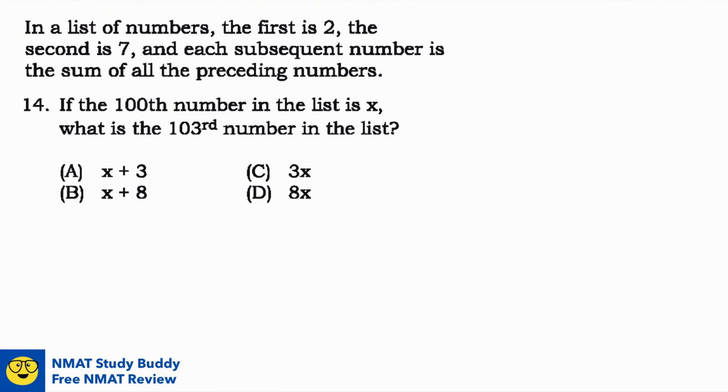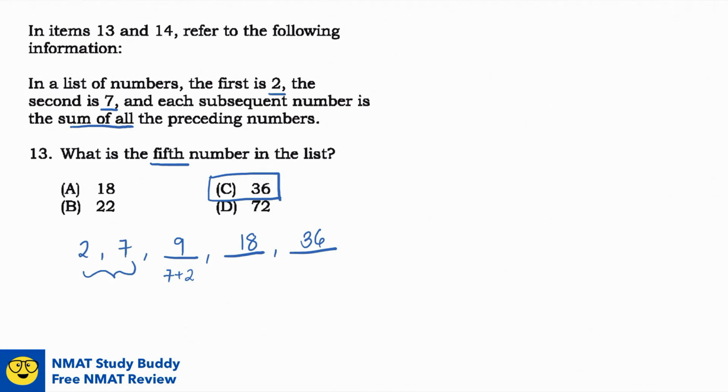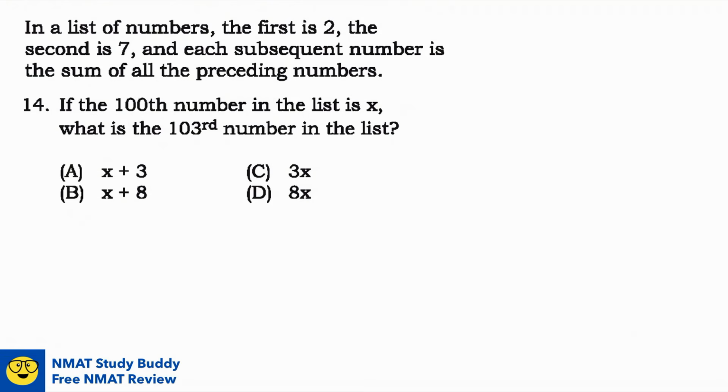Number 14, if the 100th number in the list is X, what is the 103rd number in the list? So, ano daw yung pang 103rd number? So, kung maalala natin sa number 13, makikita na natin dito yung pattern. Kasi, di ba, yung given na 2 and 7, kapag inadd mo siya, magiging 9. Yung 9, kapag dinoble mo siya, magiging 18. 9 times 2 is 18. And then, yung 18, pag dinoble mo siya ulit, magiging 36. So, yung pattern dito is mamamultiply sa 2 yung preceding number. So, yun yung pattern natin.